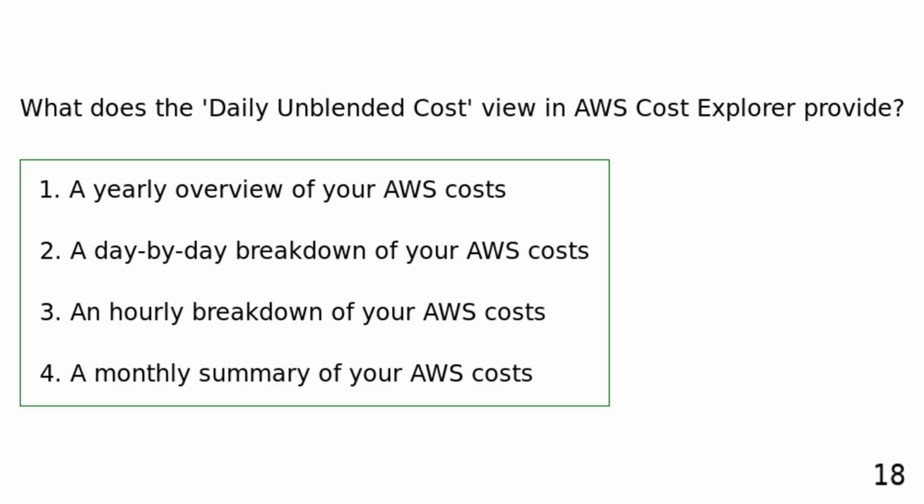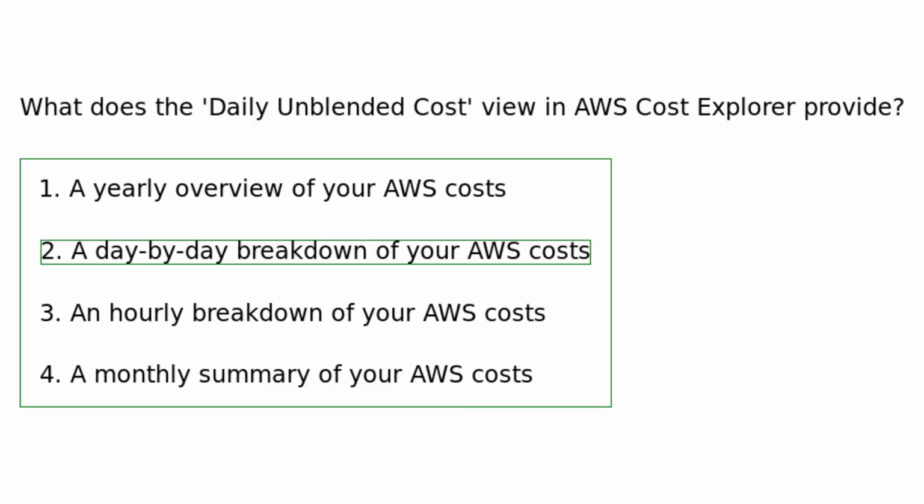A yearly overview of your AWS costs. A day-by-day breakdown of your AWS costs. An hourly breakdown of your AWS costs. A monthly summary of your AWS costs. The daily unblended cost view in AWS Cost Explorer offers a granular, day-by-day breakdown of your AWS expenses, helping you spot daily fluctuations or trends.